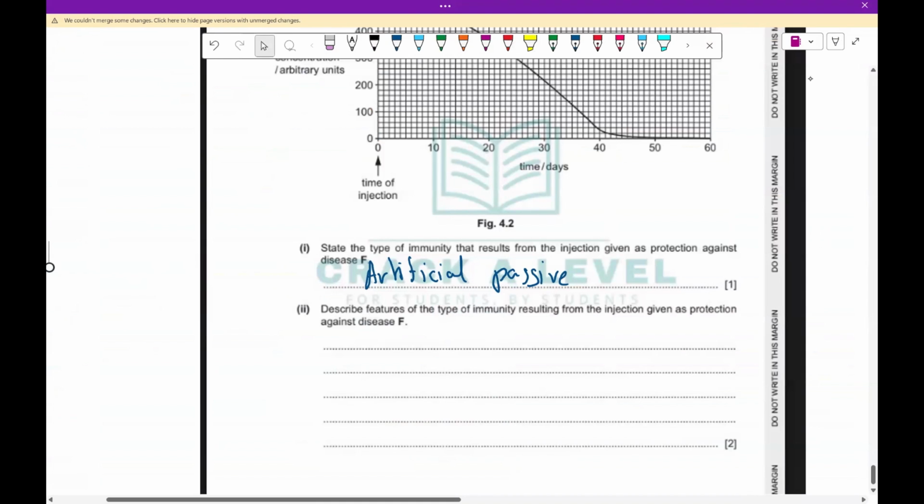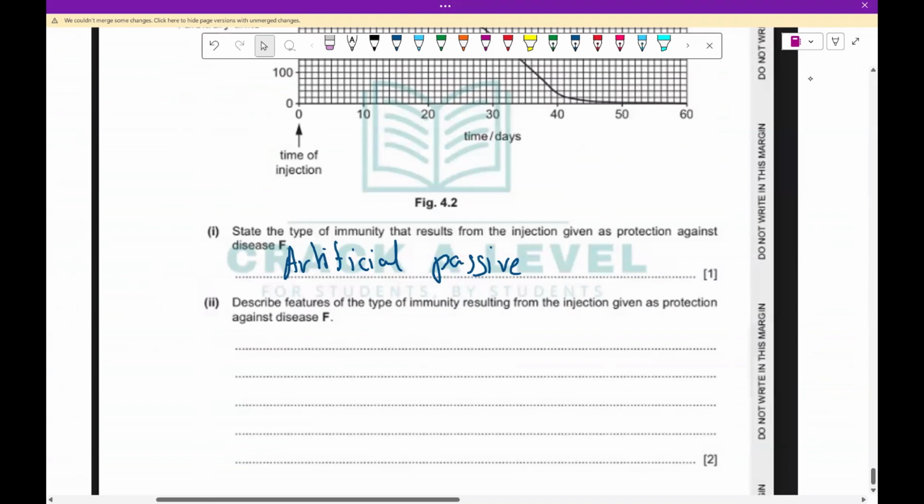The key features of the type of immunity resulting from the injection given as protection.